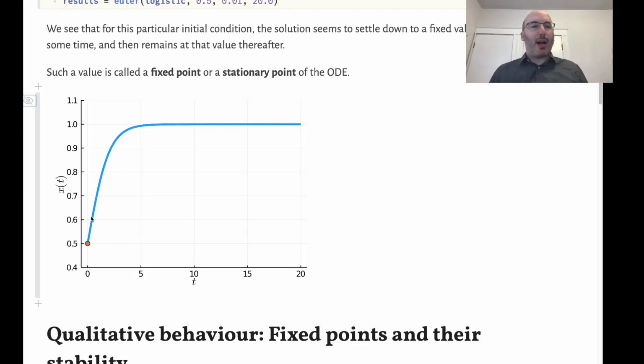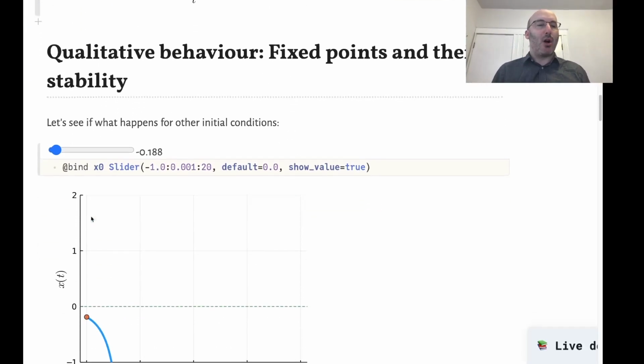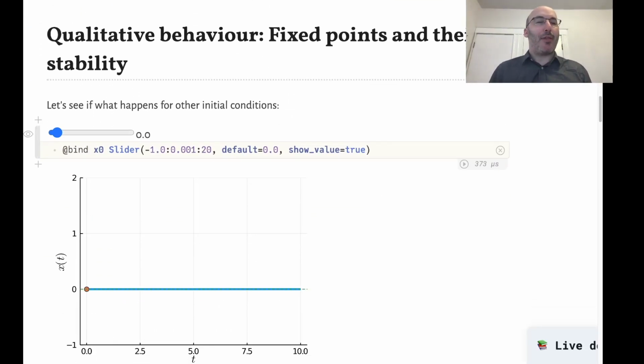Is that the only kind of qualitative asymptotic behavior that we can have? Well, actually no. Let's look at what happens for other initial conditions. If I start exactly at 0, I remain at 0. So that's another fixed point. But now let me move slightly away from 0. I'm going to start with 0.001 as my initial condition for x.